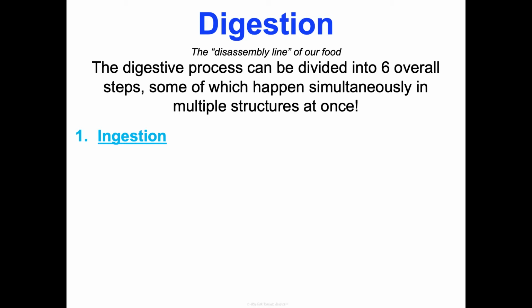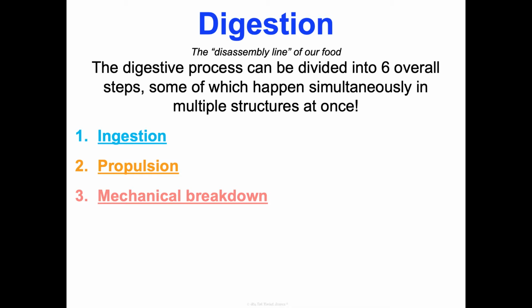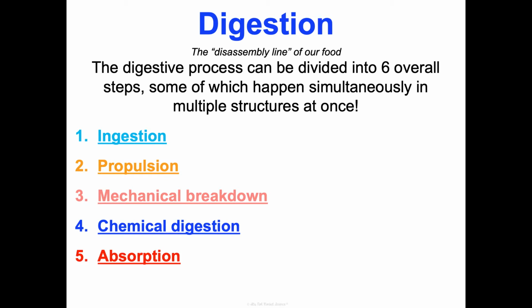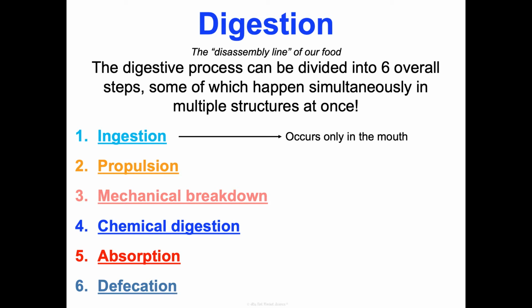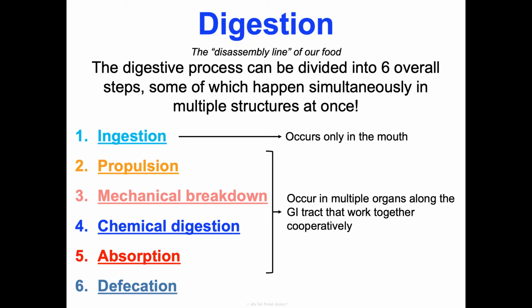So first is ingestion. Then we have propulsion, mechanical breakdown, chemical digestion, absorption, and defecation. Ingestion is only happening in your mouth. These next 4 are happening in multiple organs along your GI tract, and they're all working together cooperatively to accomplish these 4 steps. And then defecation is occurring only in your large intestine.